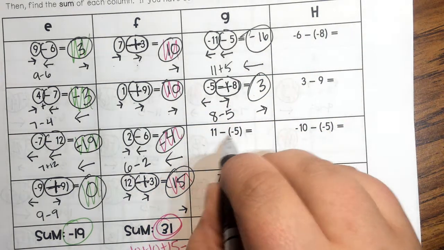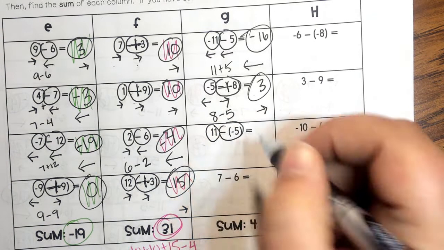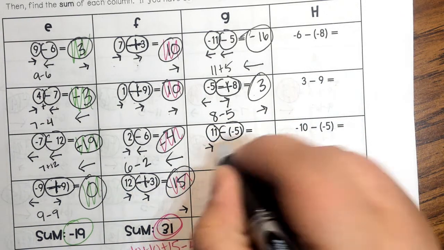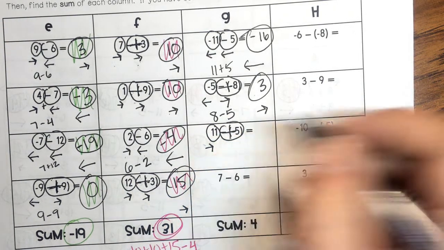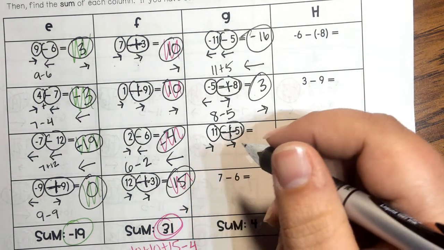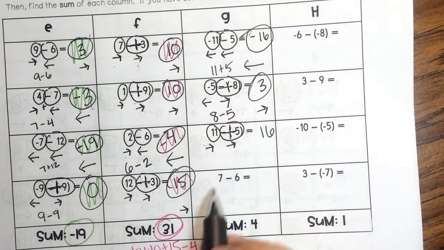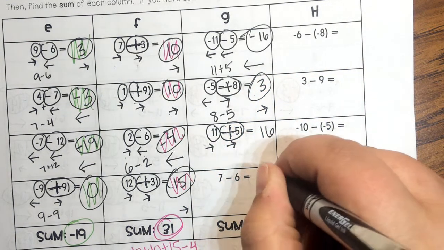Now we've got 11 minus negative 5. So I've circled 11 and minus negative 5. 11 is to the right of 0. Minus negative means plus or positive, which is also to the right of 0. So I'm adding 11 and 5 like normal, which is 16. And then this is just 7 minus 6, which we already know is 1.